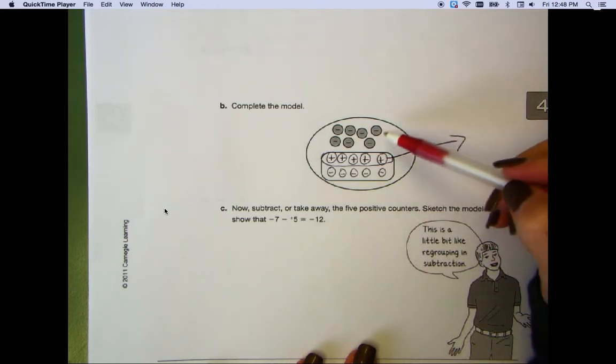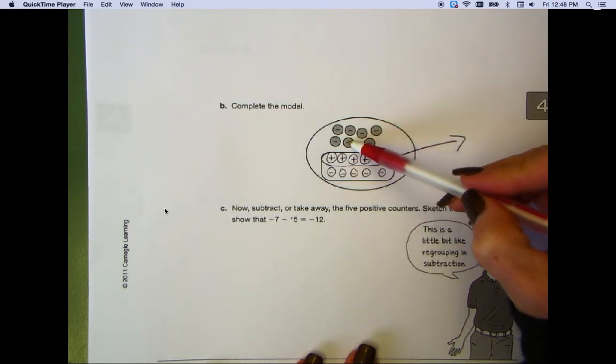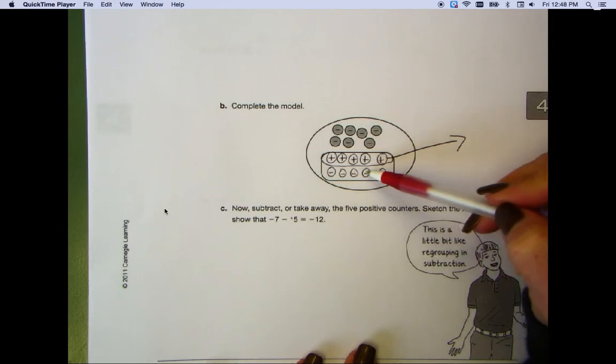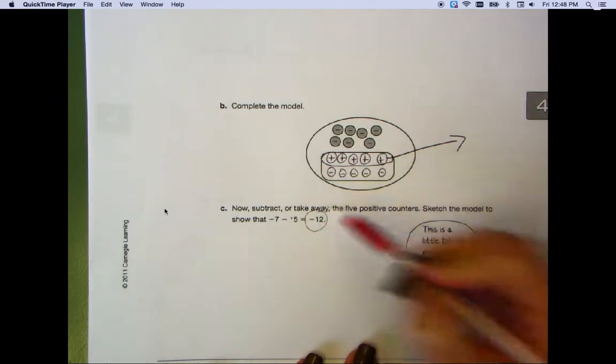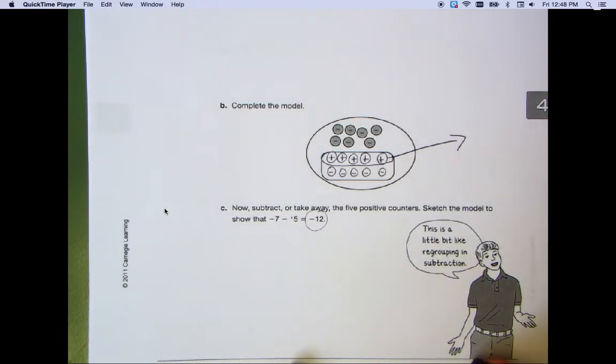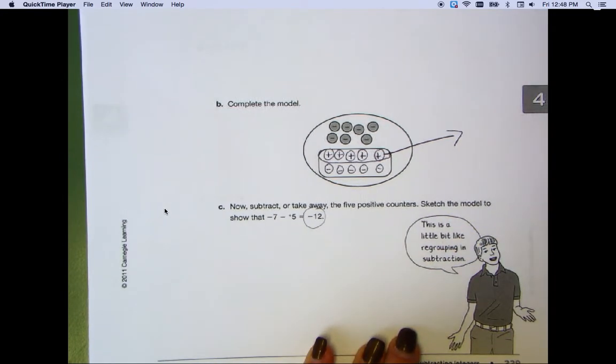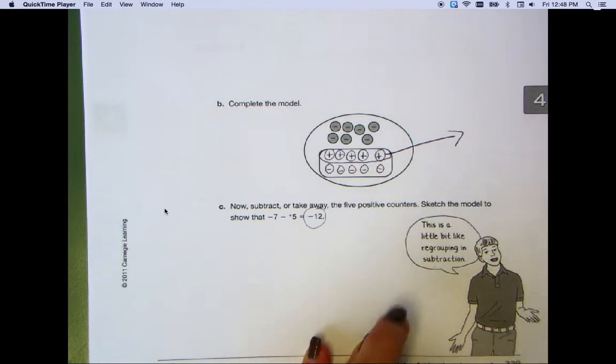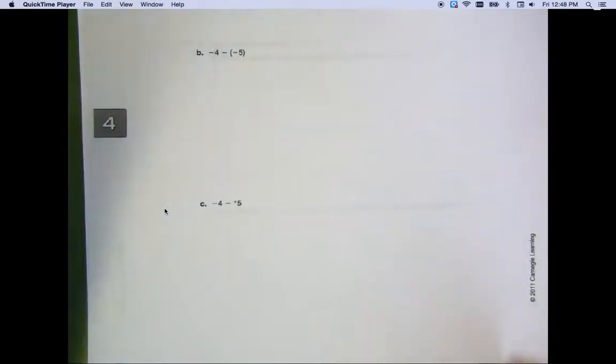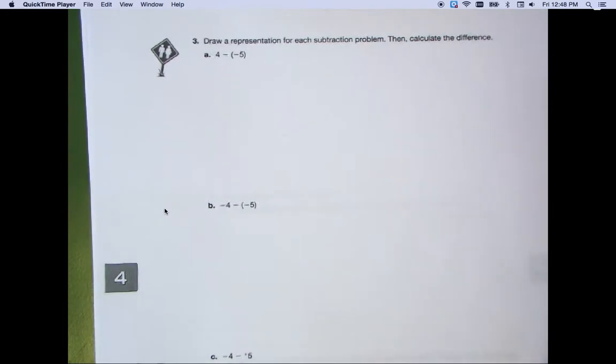So what's still on my plate? 1, 2, 3, 4, 5, 6, 7, 8, 9, 10, 11, 12. 12 negatives are still on my plate. This is a little bit like regrouping in subtraction. Now let's try a few of them together.